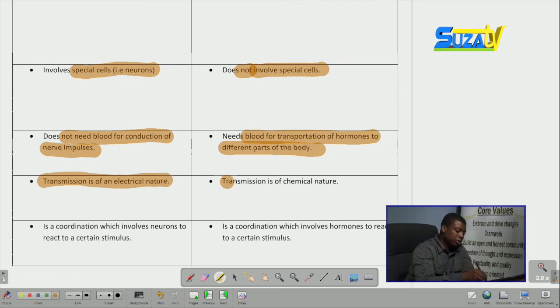While the transmission in hormonal coordination is of chemical nature. That is, it needs chemicals, that are the hormones. So any information in the hormonal coordination is transported by means of hormones, which are chemicals, throughout the body.